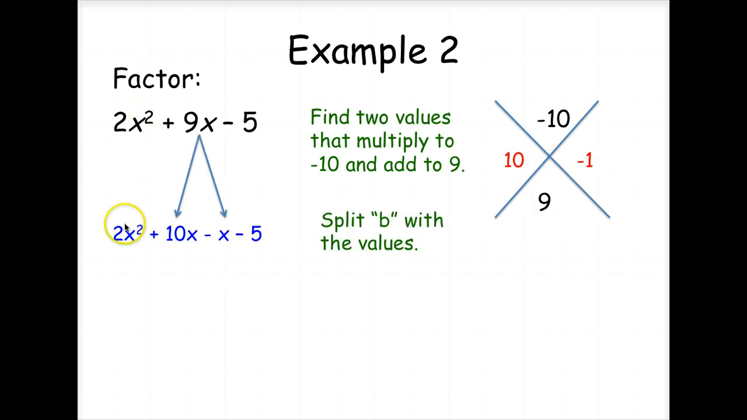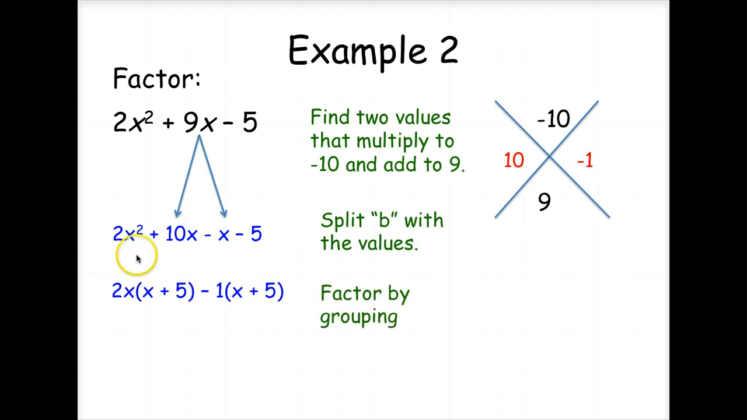So we bring down our first and our last terms. And these factors we found in our magic x, a positive 10x and a negative x. Now we're going to factor by grouping because now we have 4 terms. We can pull out a 2x here and a negative 1 here. So our factors are 2x minus 1 times x plus 5. You can always double check by foiling.